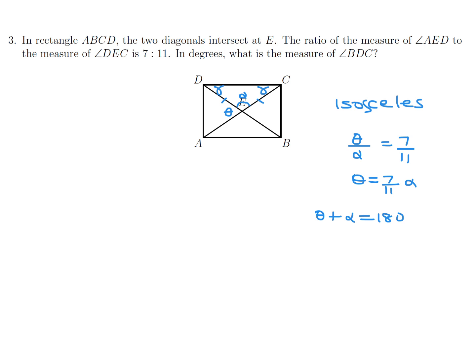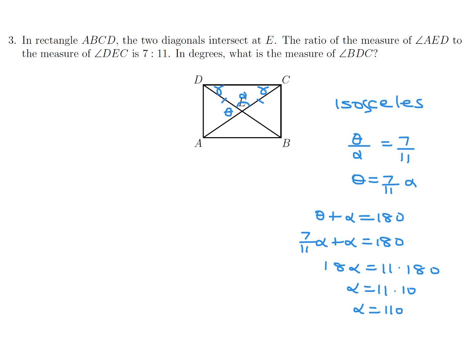And therefore, we have 7/11 alpha plus alpha is 180. If we get a common denominator, it'll be 7 alpha plus 11 alpha, so 18 alpha, and then this will be 11 times 180. If you divide through, you get 11 times 10, so alpha would be 110.